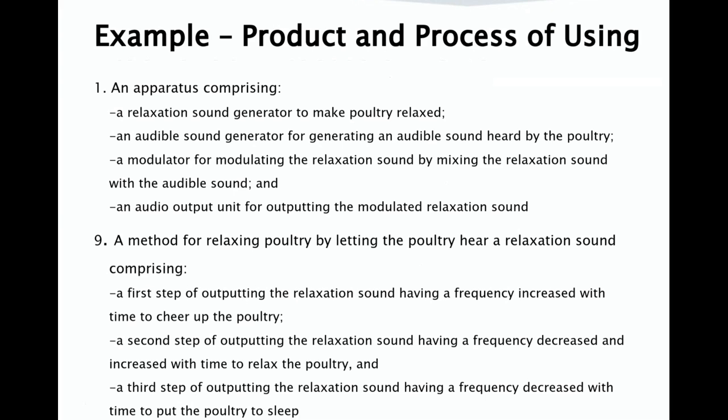In this example, distinctness can be established because the process of relaxing poultry can be practiced with another materially different product, for example, a musical instrument such as a whistle. Or the product could be used in a materially different method, for example, for playing music in a dance studio.